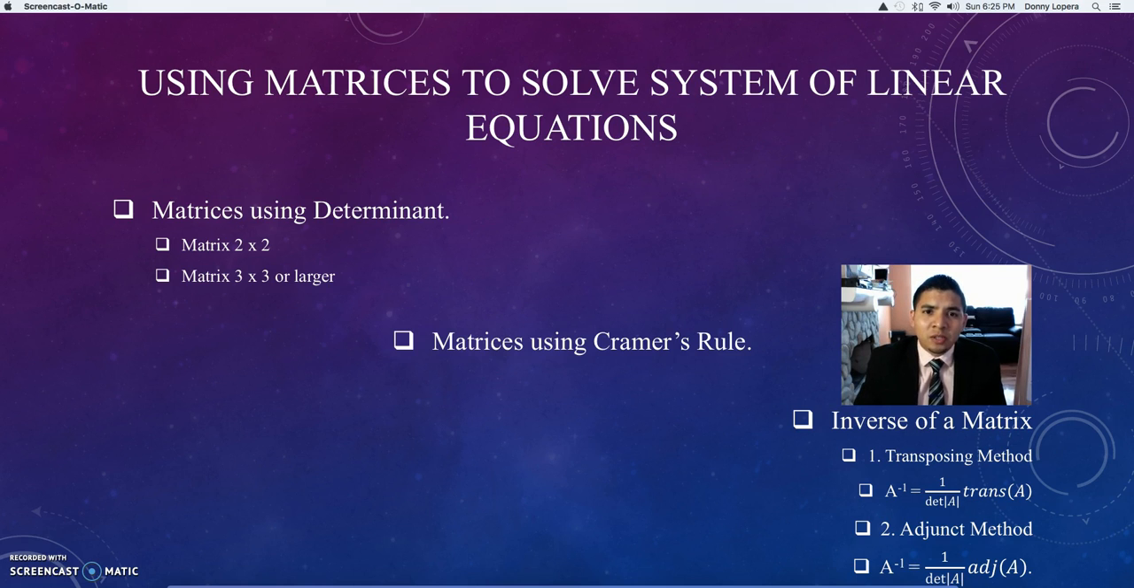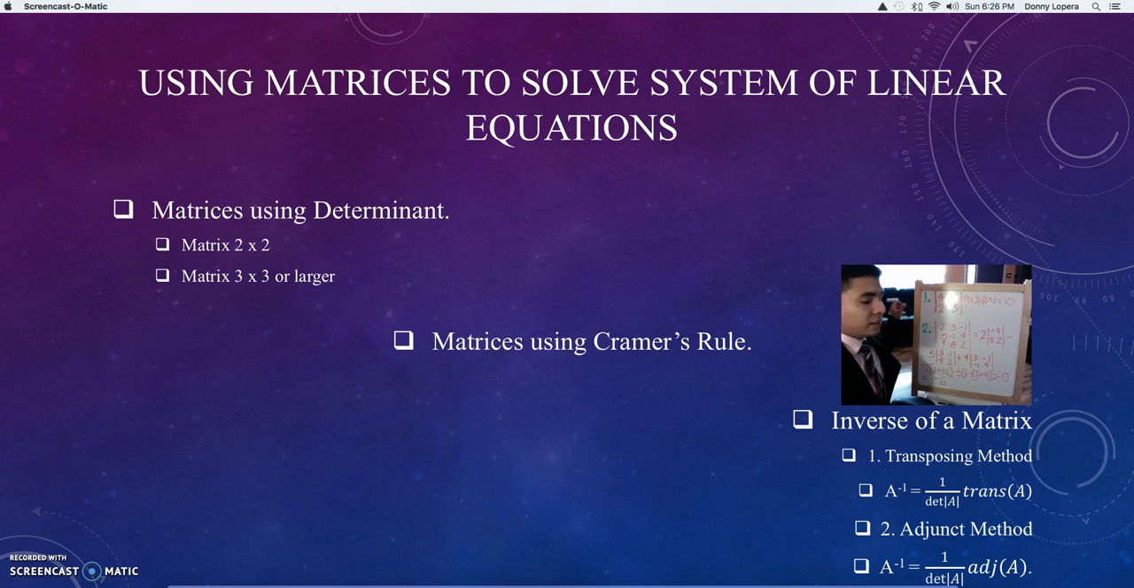And also, to find the determinant for a matrix of 3 by 3 or larger, this method is called expansion by minors. The minor of the 2 by 2 determinant is called the cofactor of A1 and is formed from the elements that are not in the same row and column. Let's do an example of each one.